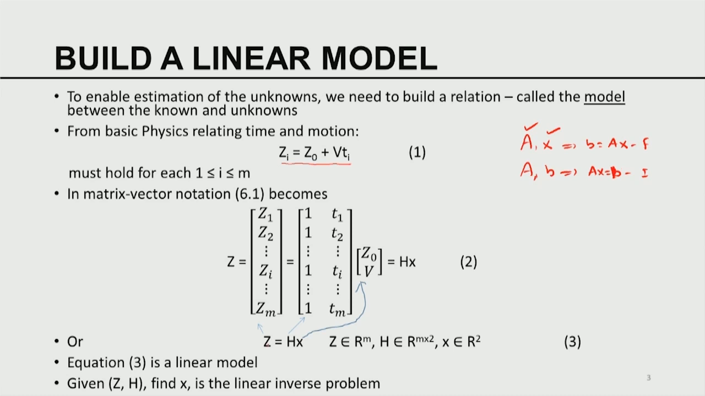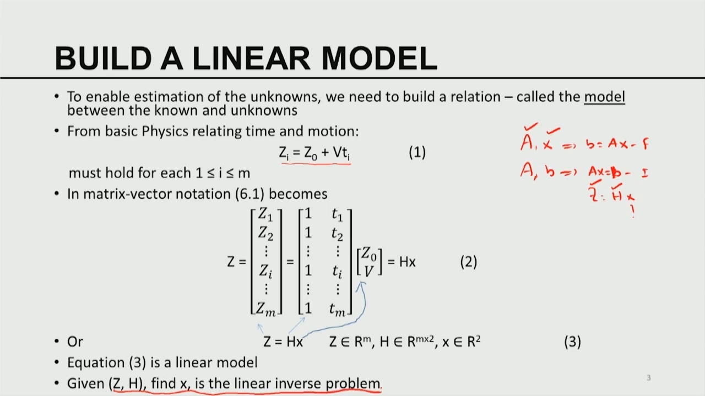Therefore, here this problem z is equal to h of x, h is known, z is known, I need to find x. So this problem is an inverse problem in the sense of the inverse problem that we have talked about. So given z and h, find x. This is an example of a linear problem, is an example of an inverse problem, is an example of a linear inverse problem.